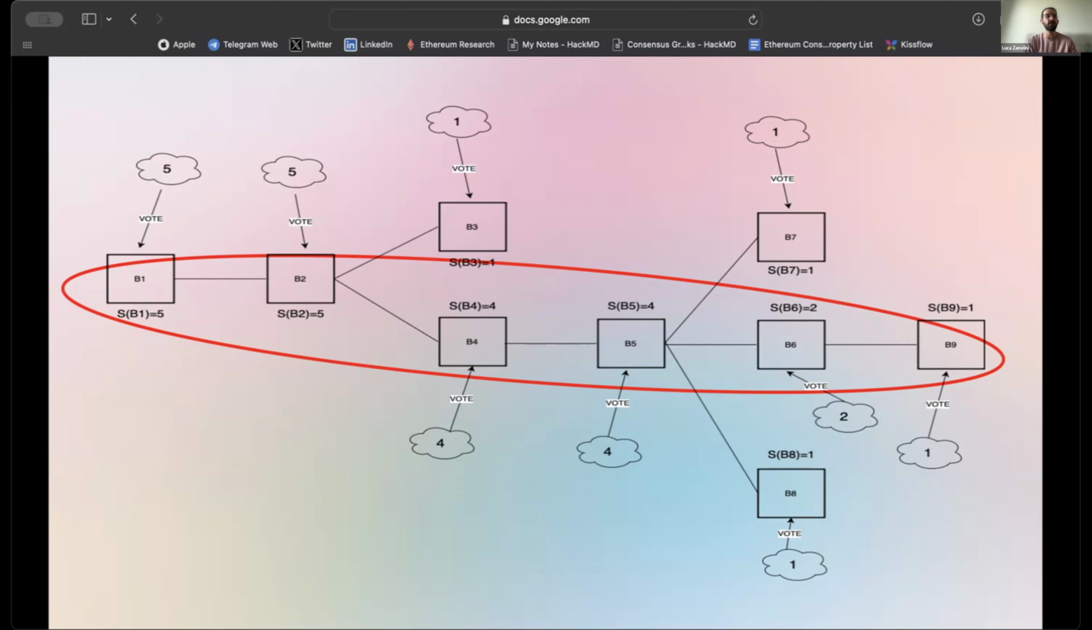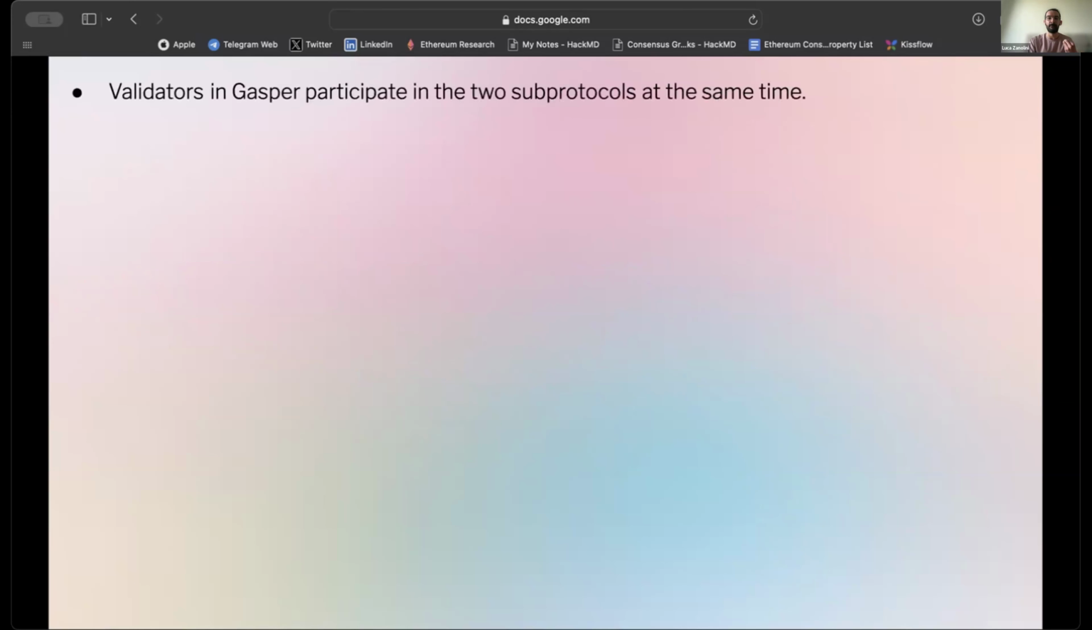Up until now, I was not very specific on purpose. If you remember, I said that we have two protocols, and given an epoch, a validator gets to talk only once per epoch. Whenever it's time for this validator to talk, it needs to contribute at the same time to both protocols. If I'm a validator and I need to cast a vote, this vote must contribute both to LMD Ghost, which is how I just explained, but also to Gasper FFG. This means that validators in Gasper participate at the same time in the two subprotocols.